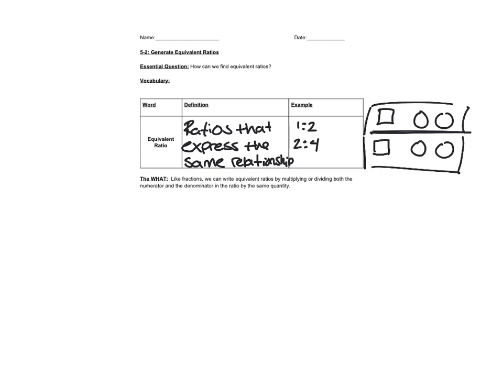Okay, so just like with fractions, we can write equivalent ratios by multiplying or dividing both the numerator and the denominator, or the 2 parts of the ratio, by the same quantity. So if I have a ratio of 6 to 7, if I multiply both the 6 and the 7 by 3, I have 18 to 21. 6 to 7 and 18 to 21 are equivalent ratios because I multiplied them by the same number.